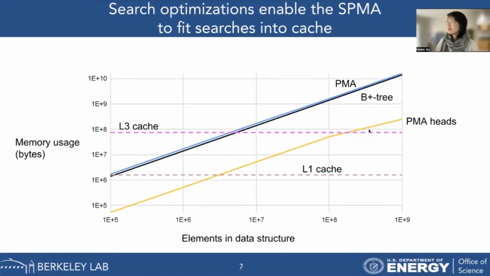However, the PMA heads, which is the new array that we've co-located the search path into, is much smaller than the total size of the PMA. You can see it's orders of magnitude smaller, and it exceeds the size of L3 only when the number of elements is over 100 million, which is much bigger than it used to be. So even this simple trick of moving the heads into a separate array already allows us to fit into cache when the data structure is much bigger.